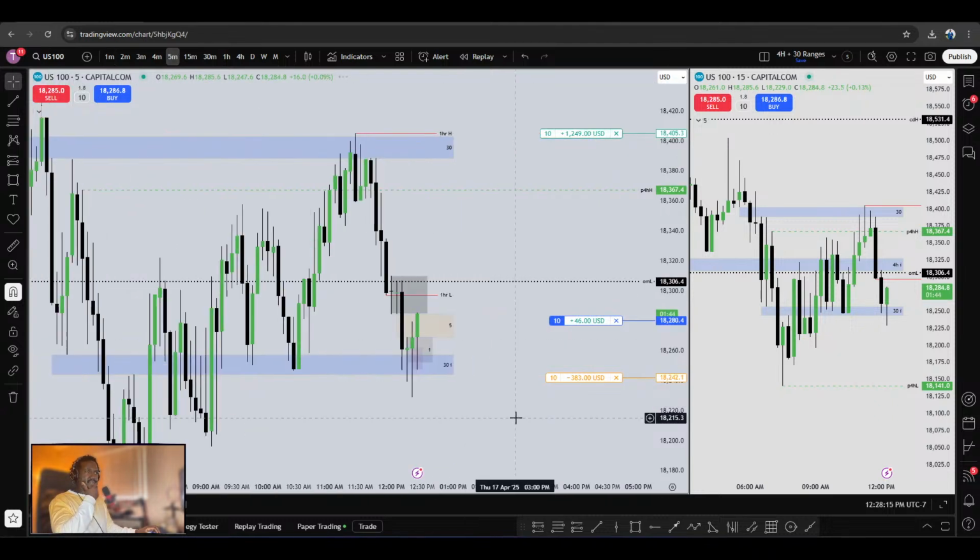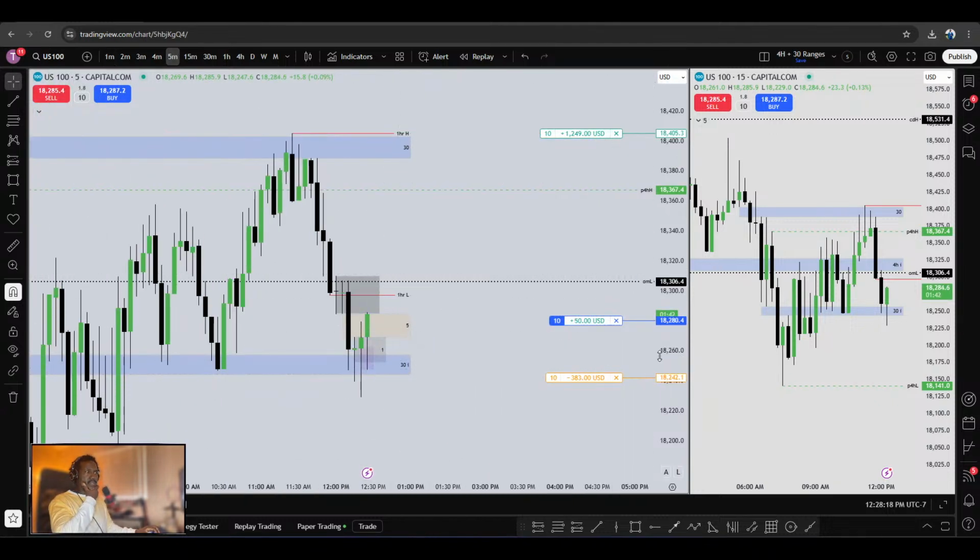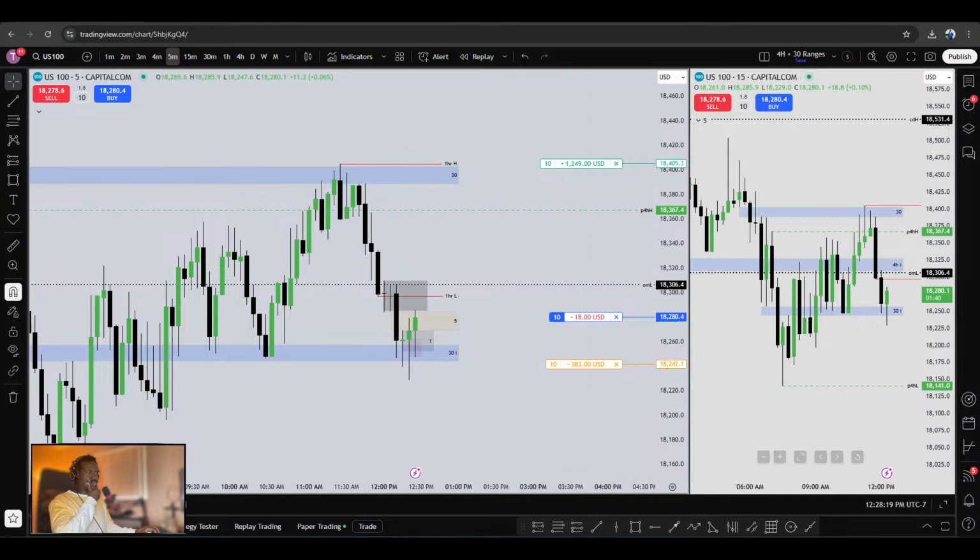Looking at the 5 minute, I like that. That's good. Maybe take a small risk on this other side. Small risk, just in case it works. $25 is okay, just in case it works.